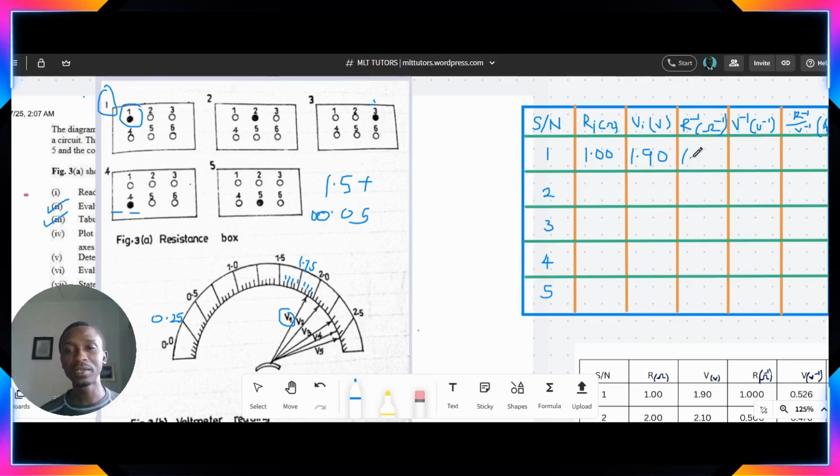Then to do the inverse of our R, 1/1, we don't need to stress ourselves on that. That will still give us 1. Then when you are doing inverse, maintain 3 decimal places. That's the rule.